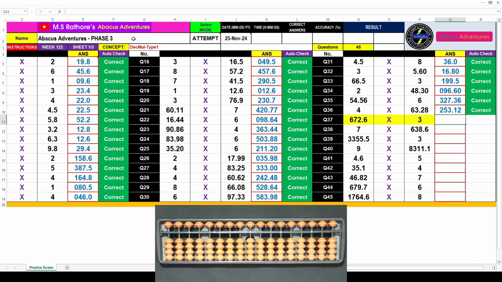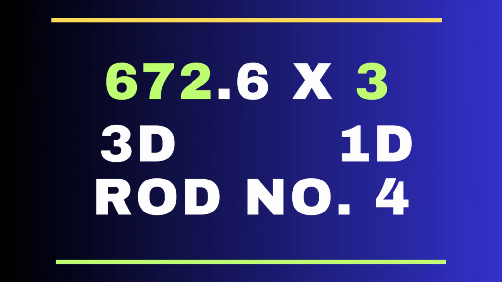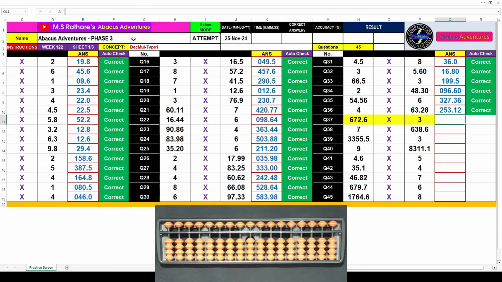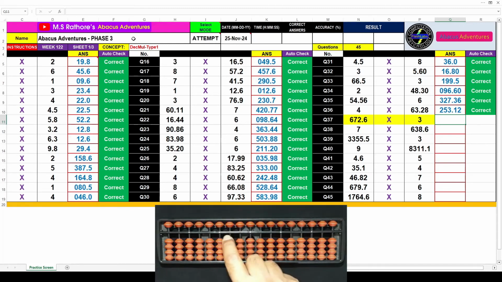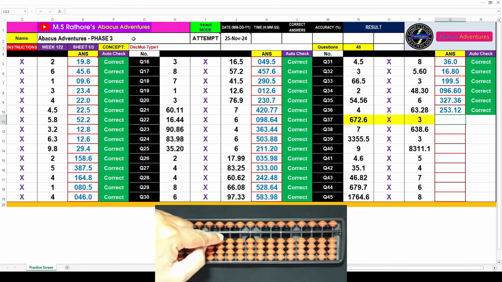Question number 37, 672.6 multiplied by 3. There are 3 digits in the integral part of the multiplicand, 672, and 1 digit in the multiplier. So 3 plus 1 is 4. Let's take the 4th rod, 1, 2, 3, 4, and place the left index finger on rod number 4. In this case, from right to left it becomes 3 multiplied by 6726. Yes, treat both the values as normal values. Forget the decimal point here.